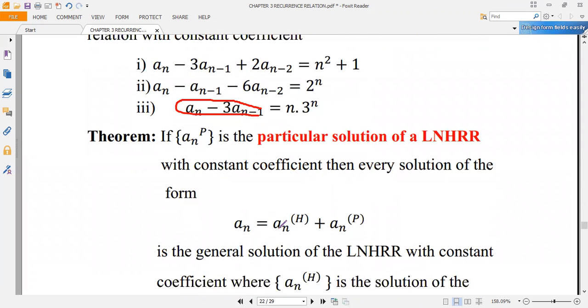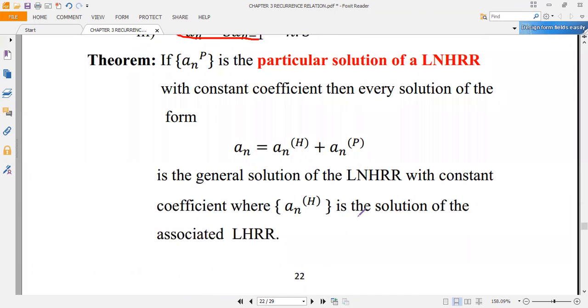Now, we have this theorem: if a_n^(p) is a particular solution to the linear non-homogeneous recurrence relation with constant coefficient, then every solution of the form a_n equals a_n^(h) plus a_n^(p) is a general solution to the linear non-homogeneous recurrence relation with constant coefficient, where a_n^(h) is the solution of the associated linear homogeneous recurrence relation.